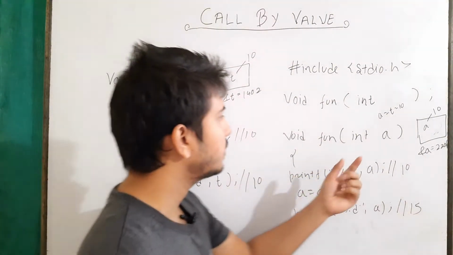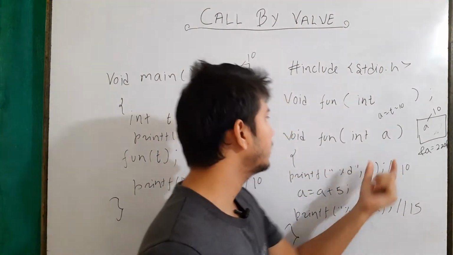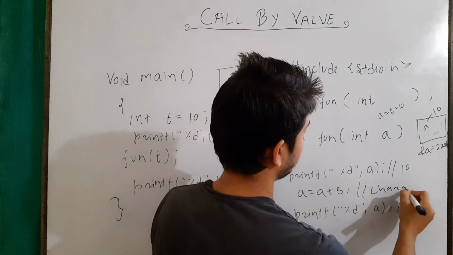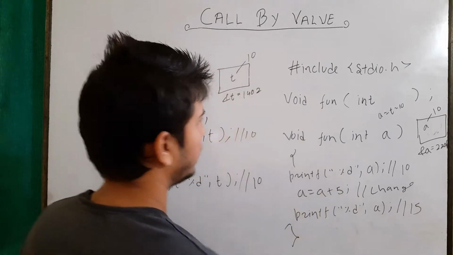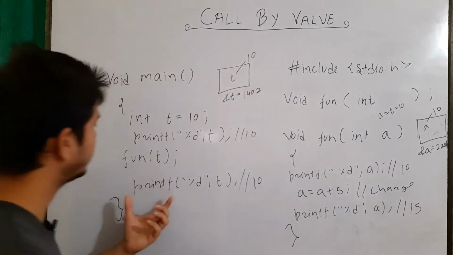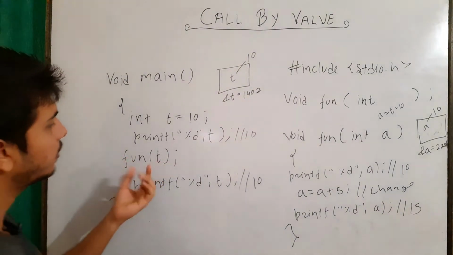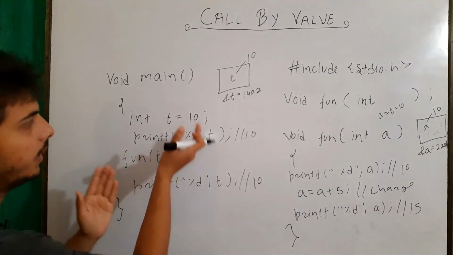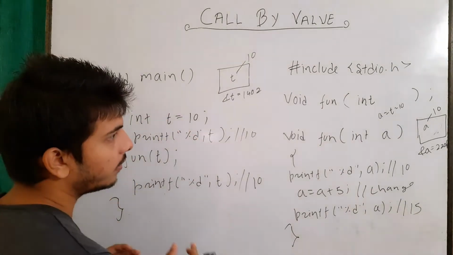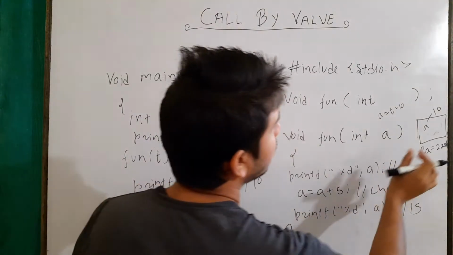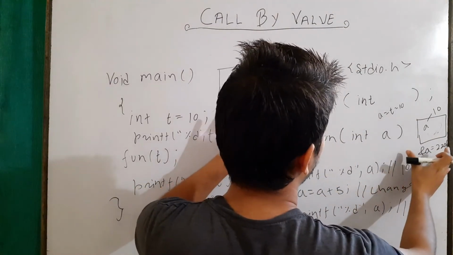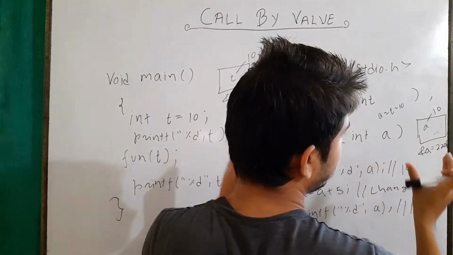Again, whatever changes I am making in the parameters, here was the change: the value of a was changed here. So whatever changes I am making in the parameters will not be shown in our arguments list. So t will stay with the same value as I defined in this function. Why is it so? Because both a and t are pointing to different memory locations. We are assigning just the value.